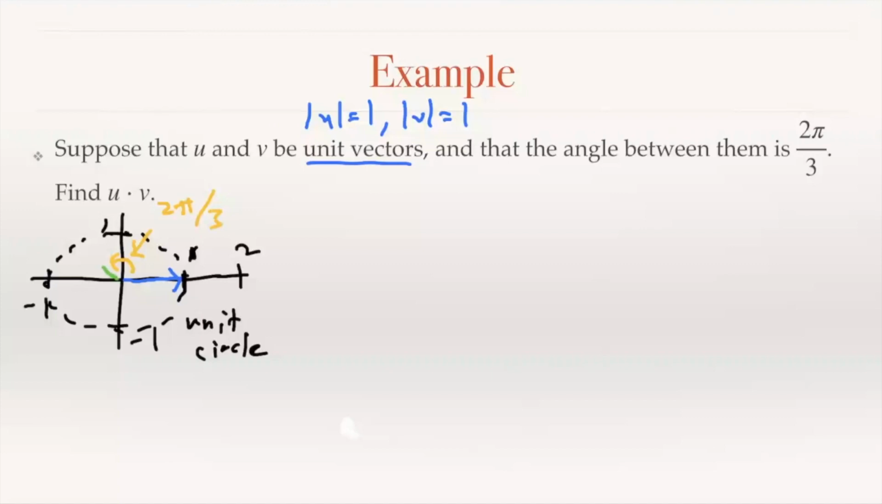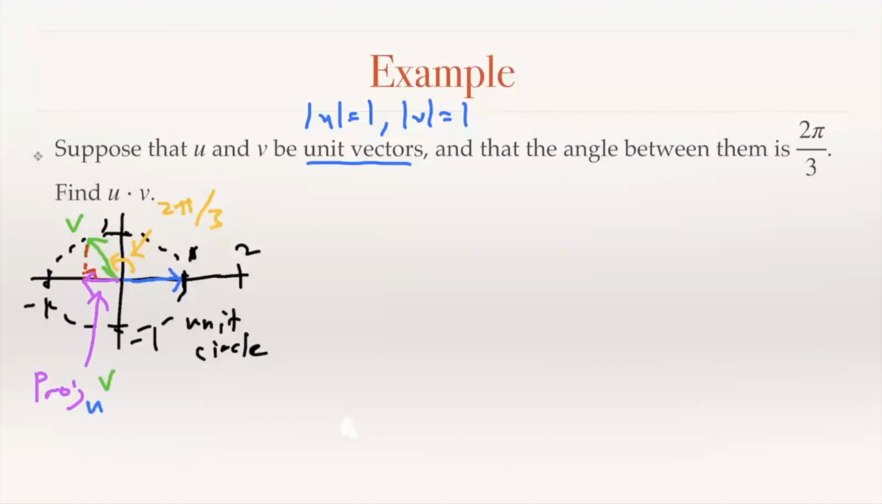And v looks like that. So we know that it's going to be the projection of v onto u times the magnitude of u. And in this case, the angle is obtuse, so it will be negative. Okay, so what is the projection of v onto u? So this purple vector here is the projection of v onto u.